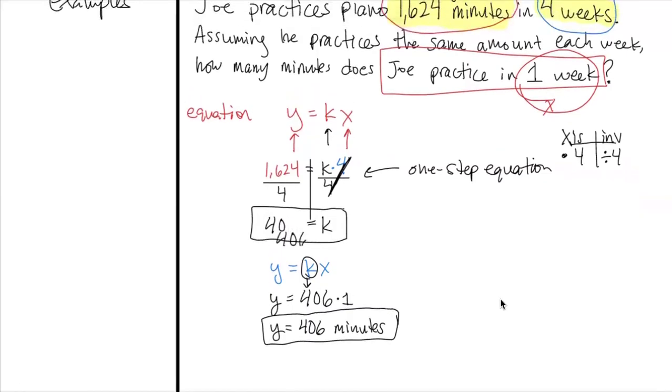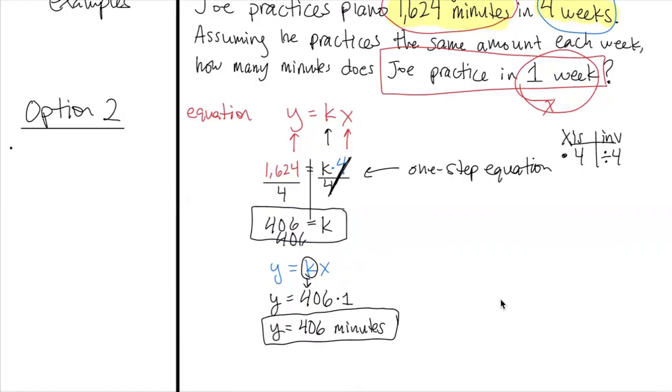You're really going to use the equation twice. Once to find your k, which is 406, and then the other time to multiply it by whatever the question's asking you. Now that's one way to do it. That's, I would say, the algebraic way. Here's another way to think about it. Here's option 2. Go ahead and write this on the side here.